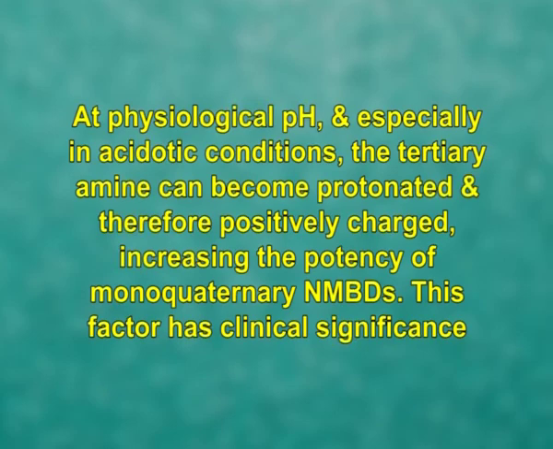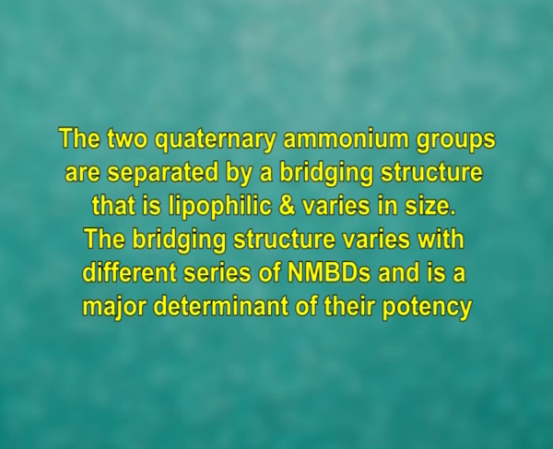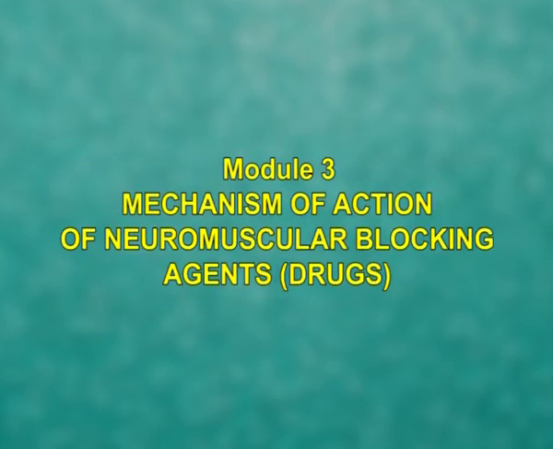At physiological pH and especially in acidotic conditions, the tertiary amine can become protonated and therefore positively charged, increasing the potency of monoquaternary NMBDs. This factor has clinical significance. The 2 quaternary ammonium groups are separated by a bridging structure that is lipophilic and varies in size. The bridging structure varies with different series of NMBDs and is a major determinant of the potency.